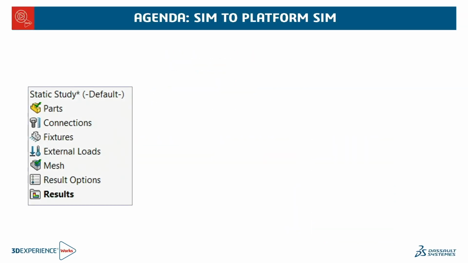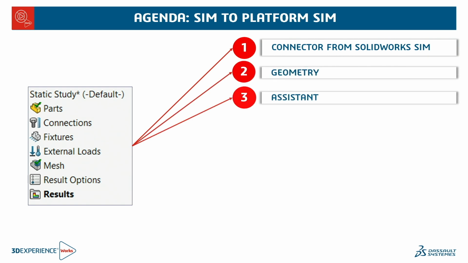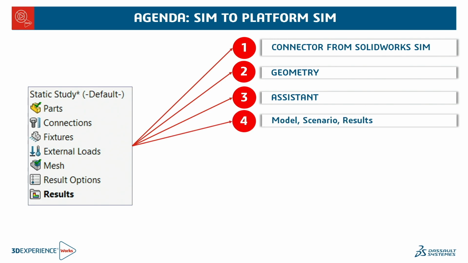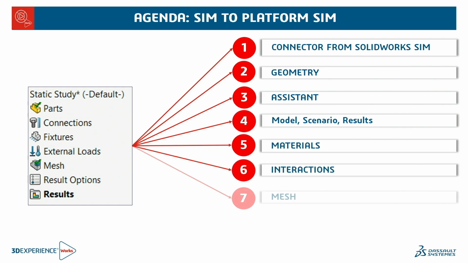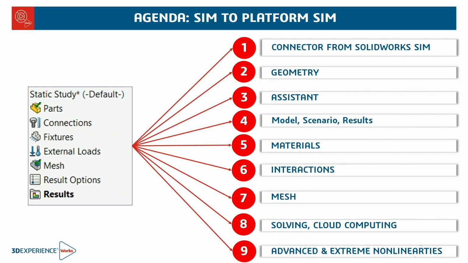So, for the agenda, we're going to look at the feature tree in SOLIDWORKS Simulation and explain how each of these items is performed on 3D experience simulation. We're going to start with the connector from SOLIDWORKS Simulation. Then we'll talk about geometry, then the assistant, then model scenario results, or the MSR model, then materials, interactions, mesh, solving, which is cloud computing, and then advanced and extreme nonlinearities.